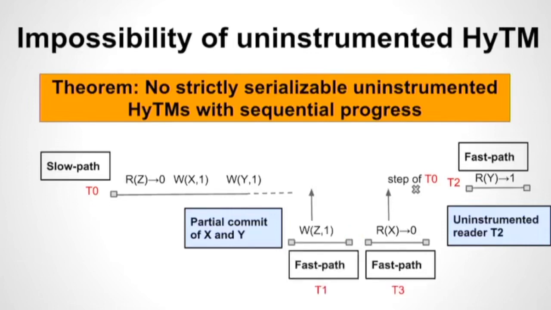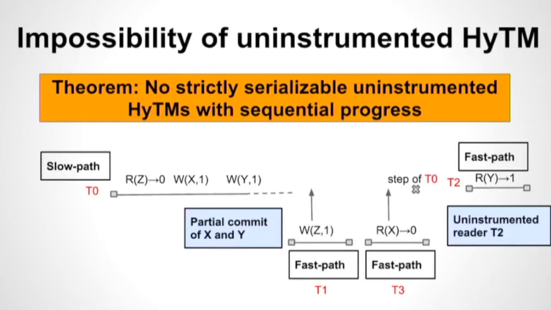And now I can insert another fast path transaction which is writing 1 to Z. And this transaction also goes ahead and commits. So you see that I have transaction T0 which is reading an old value of Z. It's partially committed to X and Y. And then I have 3 fast path transactions which are uninstrumented. They don't see the presence of this concurrent slow path transaction. They just see the system state. And one of them returns the old value and the other returns the new value.